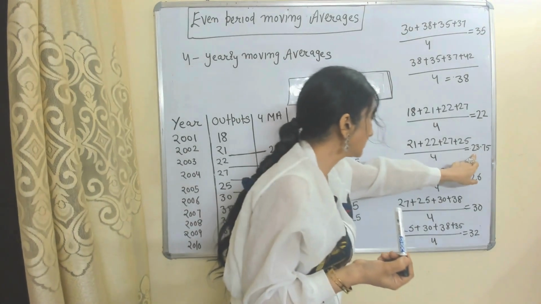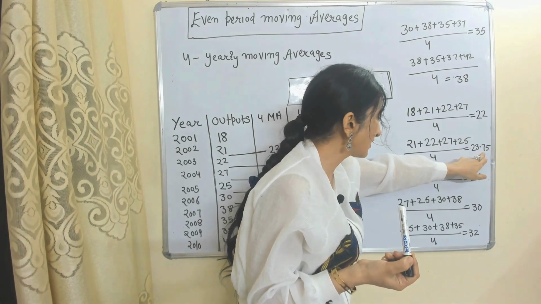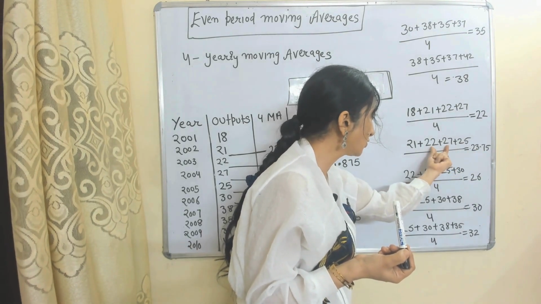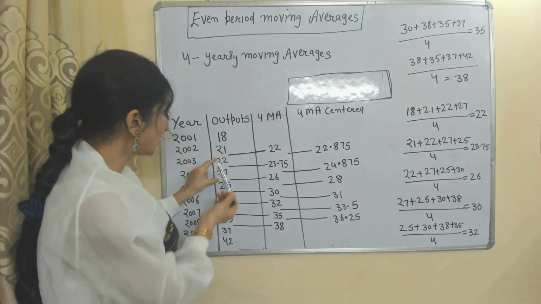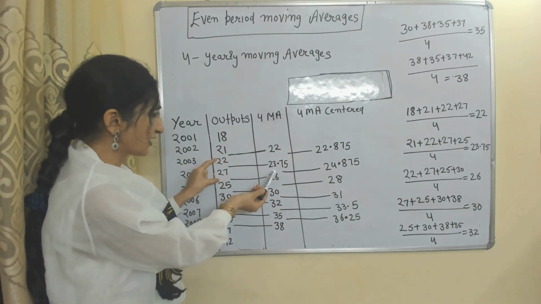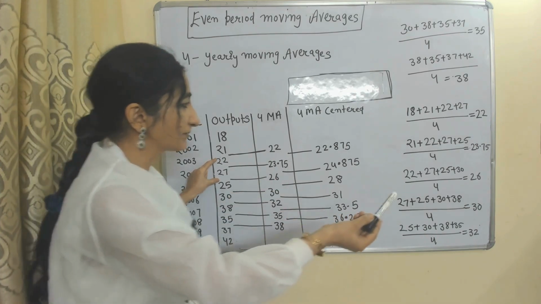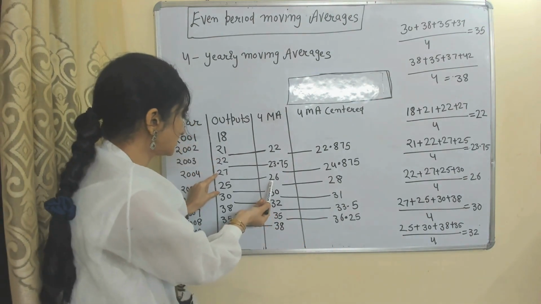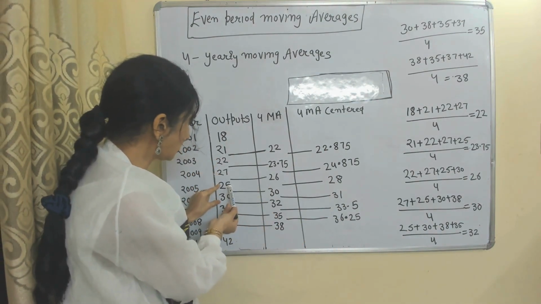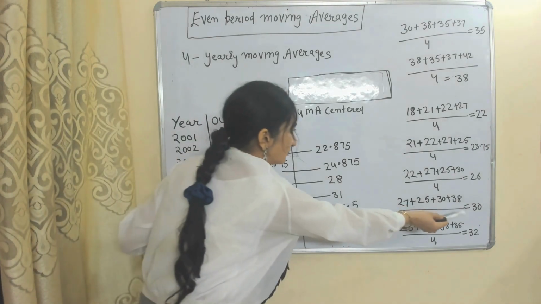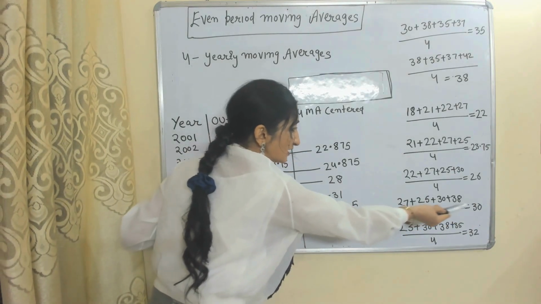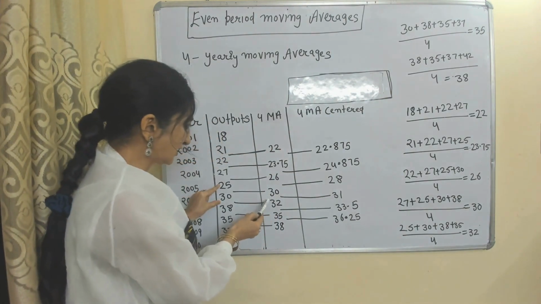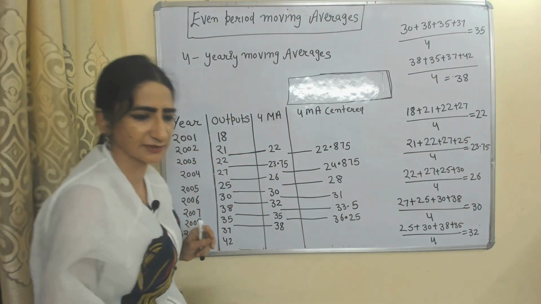Similar, we will write 23.75 between 22 and 27. Here you can see between 22 and 27 we wrote this one. Similar, between 27 and 28 we will write 26. Similar, between 25 and 30 we will write 30. Similar, you can see other cases.